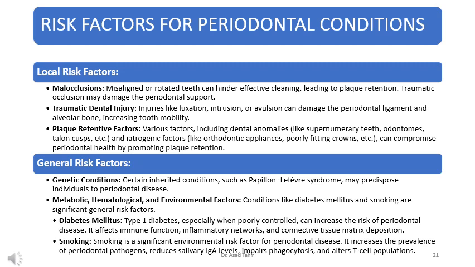Smoking. Smoking is a significant environmental risk factor for periodontal disease. It increases the prevalence of periodontal pathogens, reduces salivary IgA levels, impairs phagocytosis, and alters T-cell populations. Overall, understanding these risk factors is crucial for assessing, diagnosing, treating, and maintaining periodontal health in children and adolescents. It's important to note that while these factors increase the likelihood of developing periodontal disease, their presence does not guarantee disease development, and vice versa.